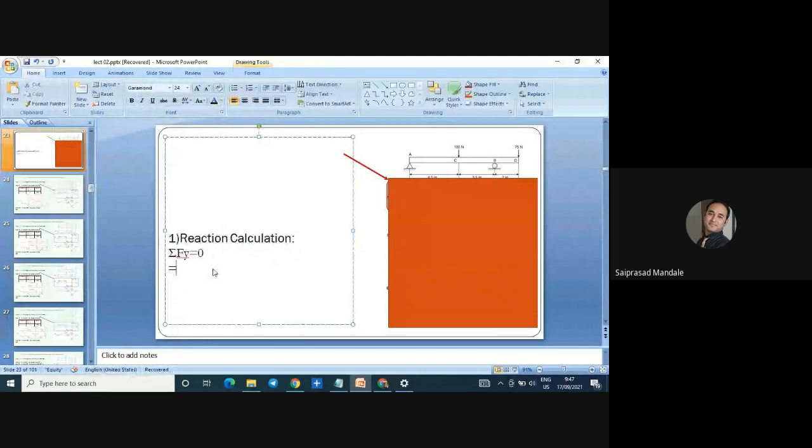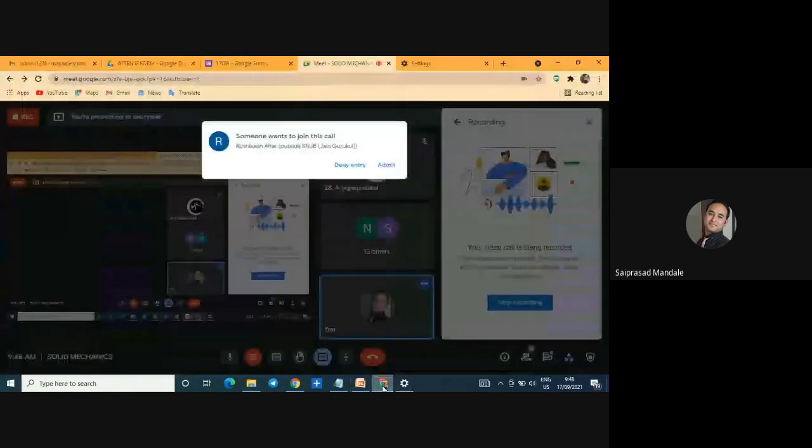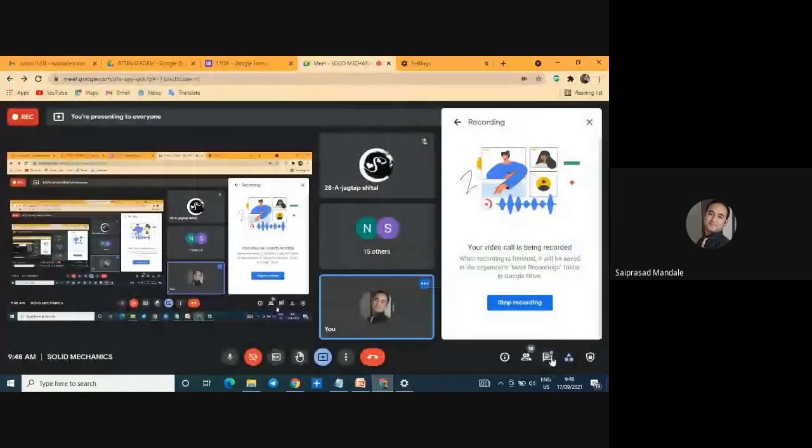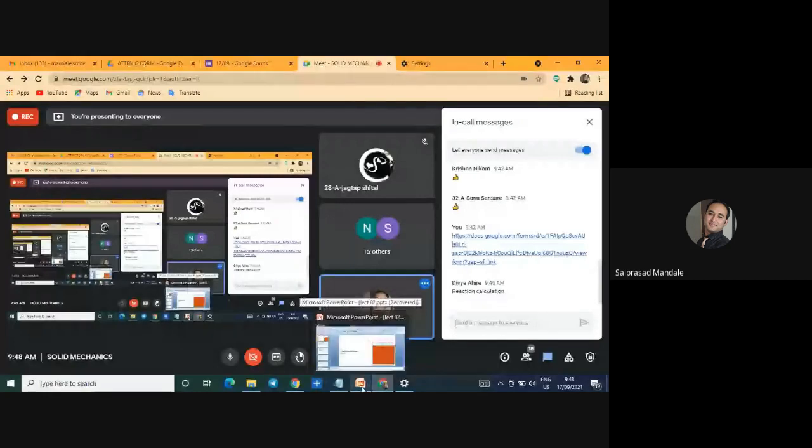I have to convert this loading diagram into a free body diagram. So here it is: RA support, RB support, and 175 down. The diagram will be like this, RA upward and RB upward. So what is the equation?